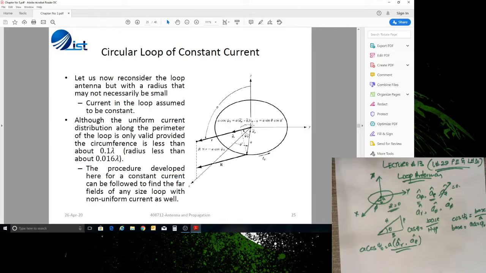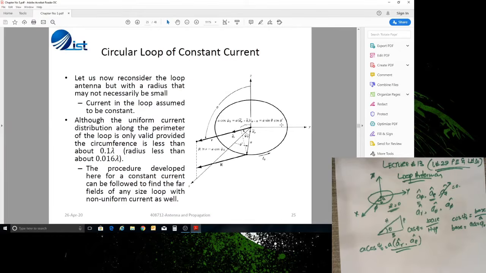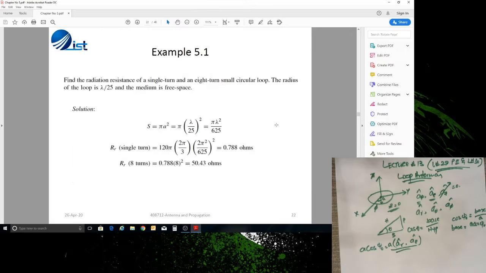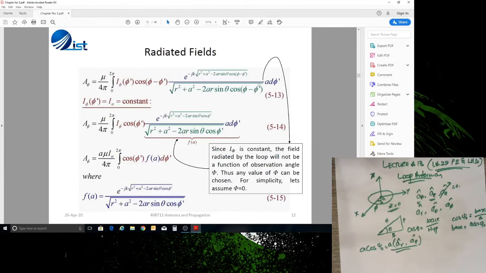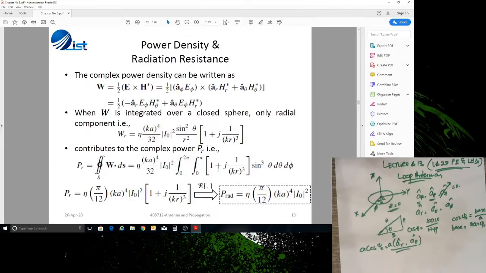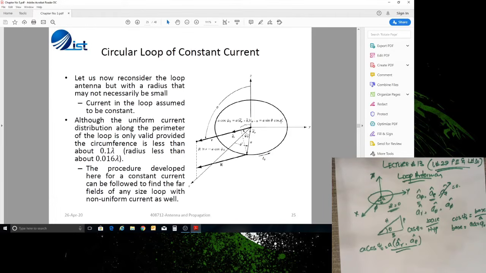And one more thing, here you can see it is considered that phi is equal to 0. It is the same approximation that we actually had last time. If I just go back to this slide, if you remember, here what we said was that for this particular expression for the auxiliary function A, because I of phi is constant, the field radiated by the loop will not be a function of observation angle phi. So any value of phi can be chosen. So for simplicity we considered phi to be equal to 0. So this approximation we will apply later on, and we will see how this cos of psi naught actually comes out to be sin theta cos phi prime when phi is equal to 0. So we will see it later on as well.